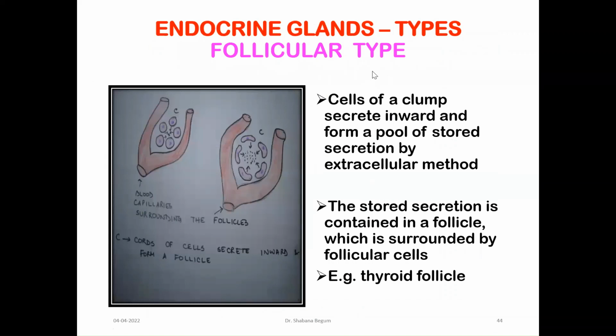In the follicular variety, the cells secrete extracellularly and store their secretion in the form of follicles. That is, they form a pool of secretion which is surrounded by the follicular cells. Example is the thyroid follicle.